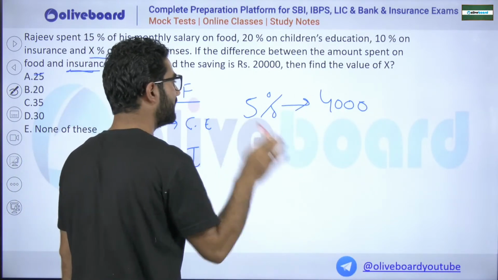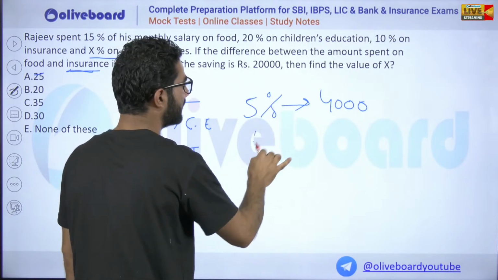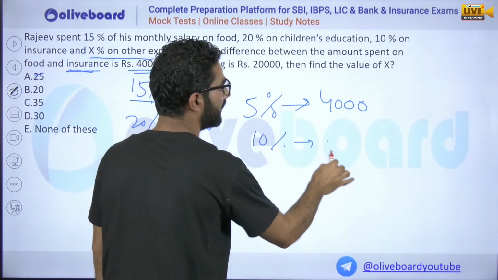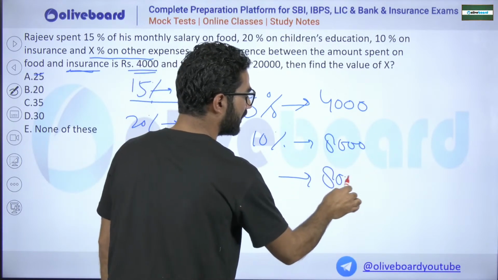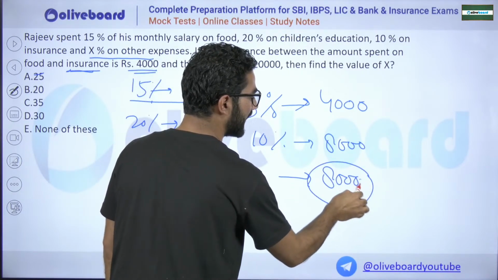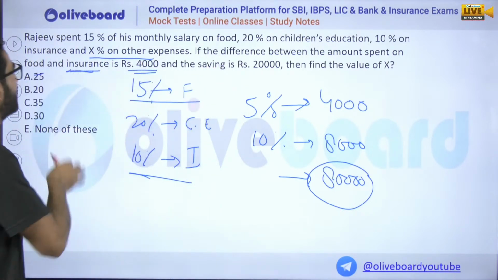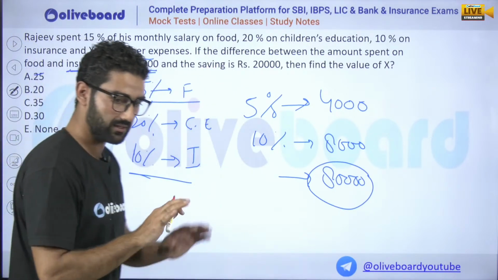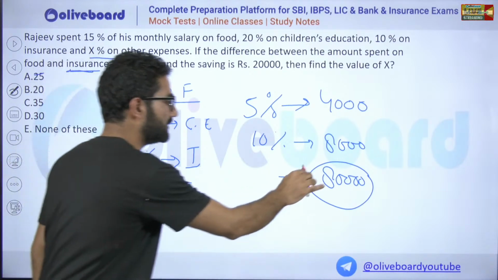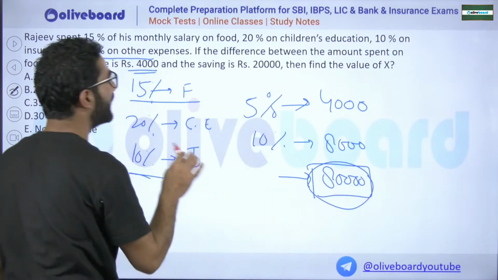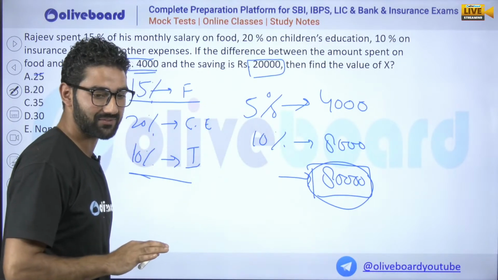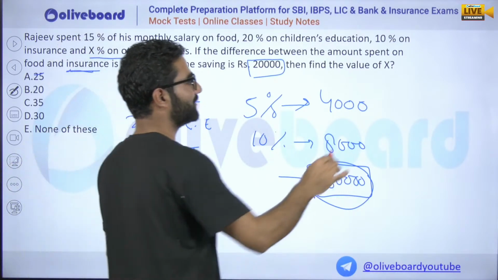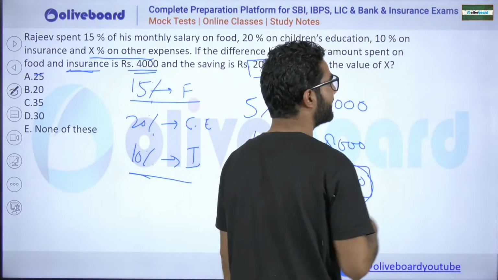One thing I will always suggest: if 5 is given as 4,000, then 10 percentile will be 8,000, and 100 percentile will be 80,000. So the salary of Rajiv has been calculated as 80,000. Clear? Now Rajiv has a salary of 80,000. Out of that, how much is saving? 20,000. So you can calculate the saving percentage also.